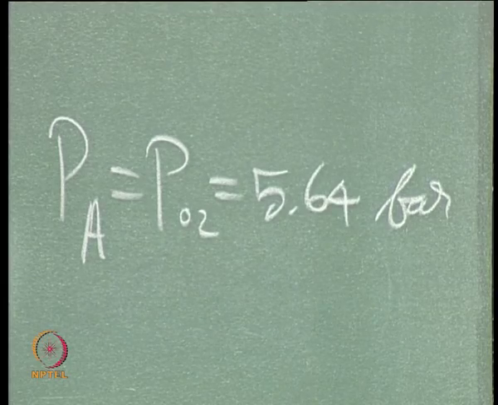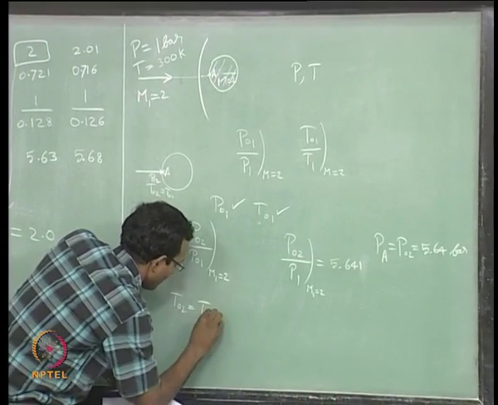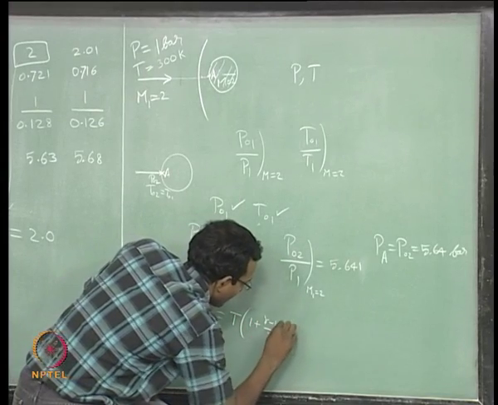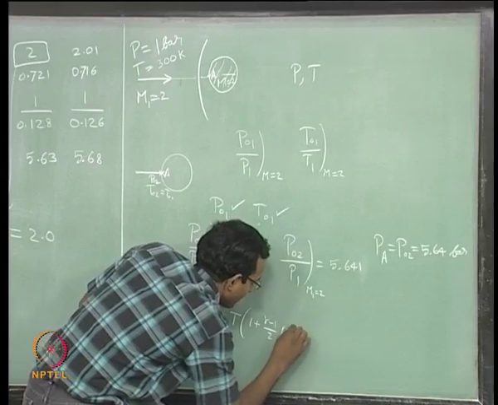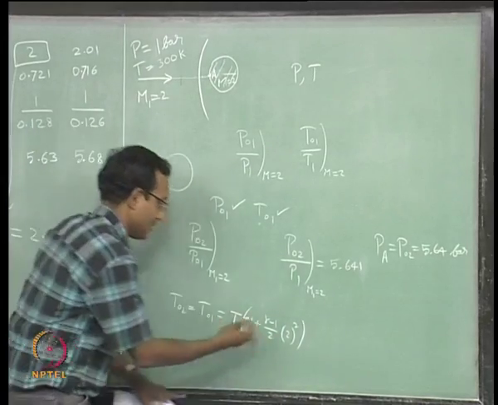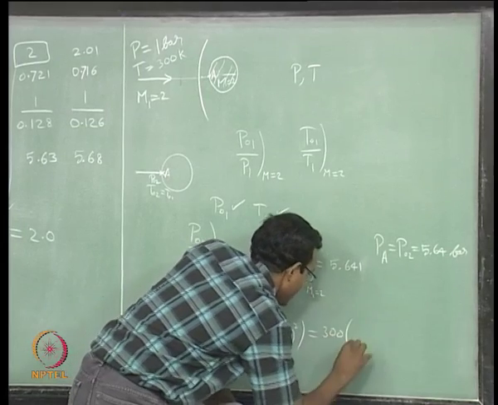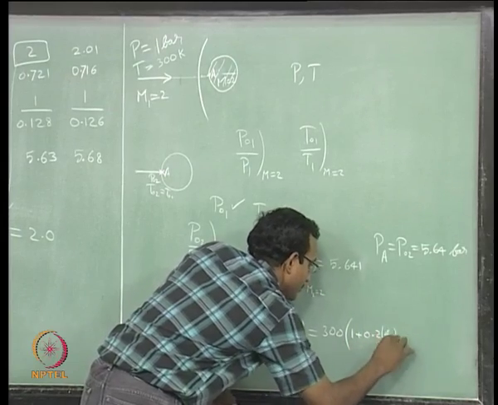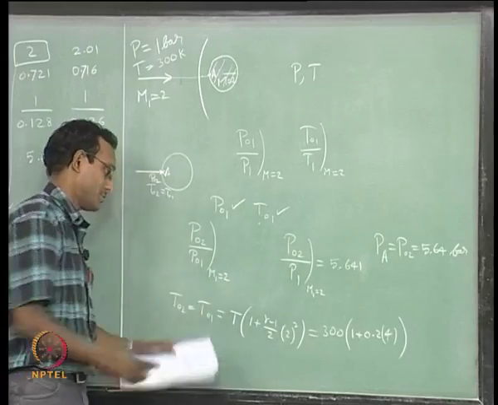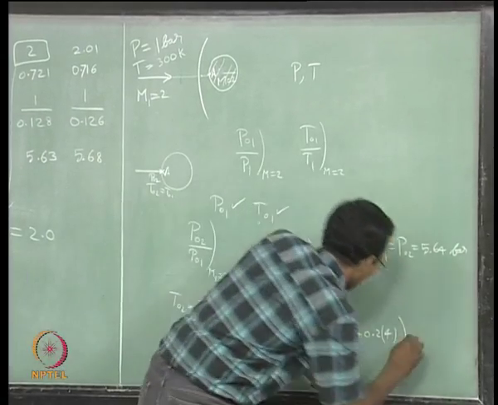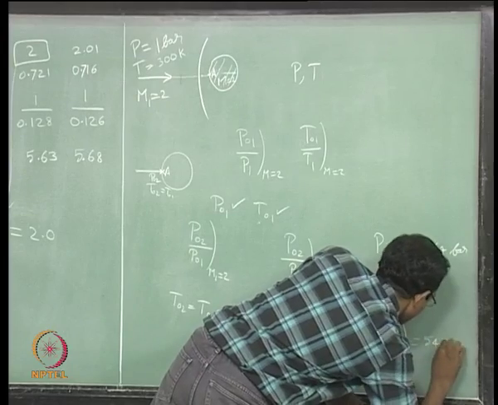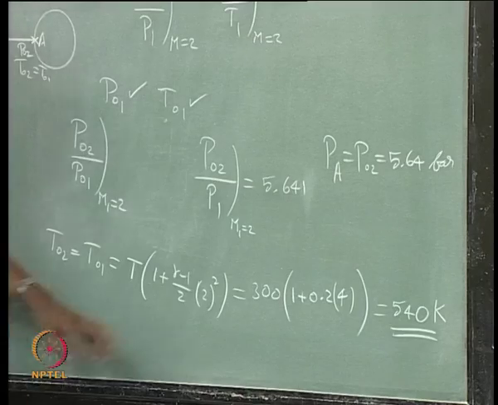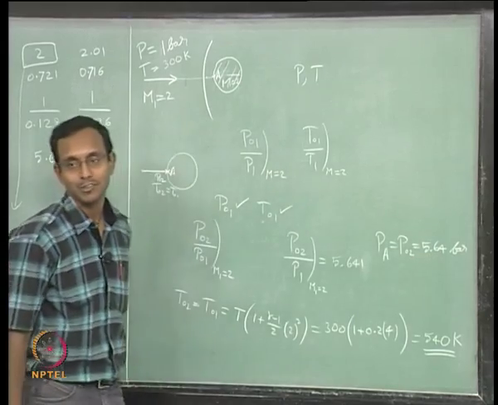What about T naught? Let us find it. T naught 2 equal to T naught 1 is equal to T into 1 plus gamma minus 1 by 2 into 2 square. That is 300 into 1 plus 0.2 into 4, that is 1.8 times 300, which is 540. 540 Kelvin is the temperature experienced, and the pressure experienced happens to be 5.6 times the atmosphere.